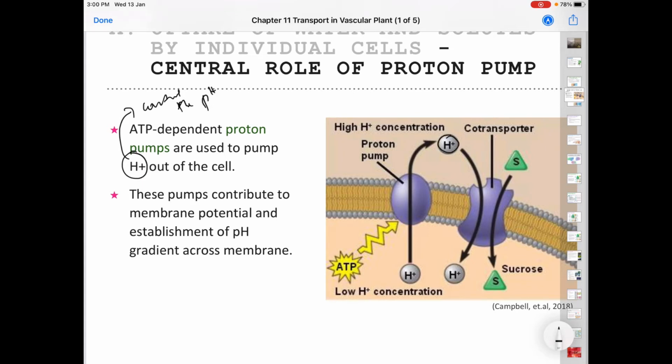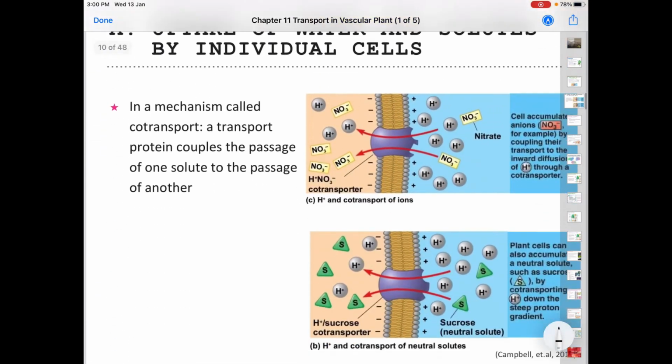So H plus is in the form of an ion. Since it is an ion, it is polar. So all polar molecules cannot pass through the plasma membrane easily. They need some help. Normally, they need a protein channel. So this protein channel is needed by the H plus to be transferred either from inside of the cell to the outside or even from outside to the inside.